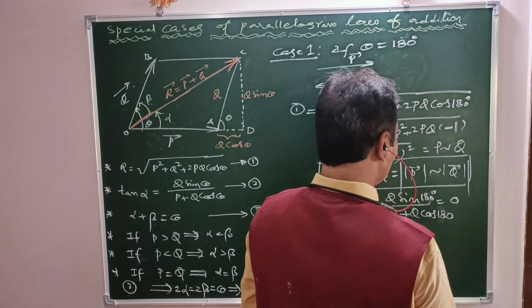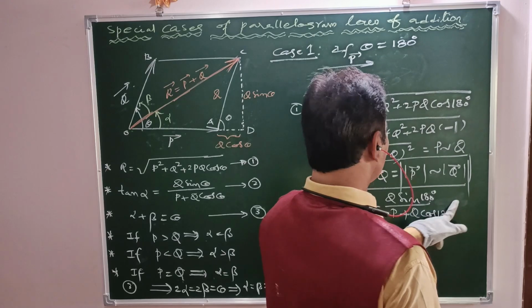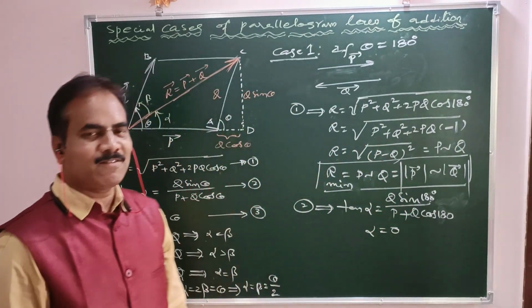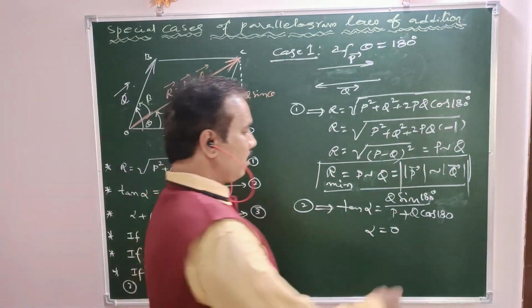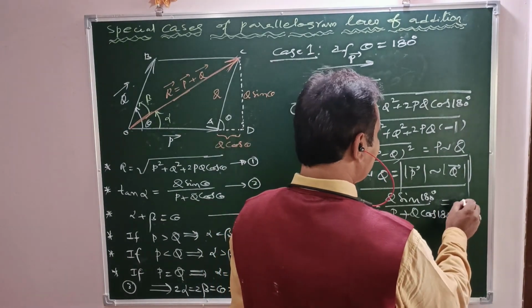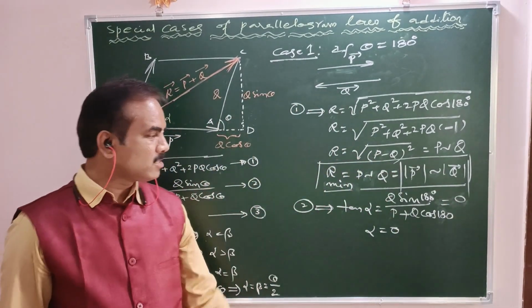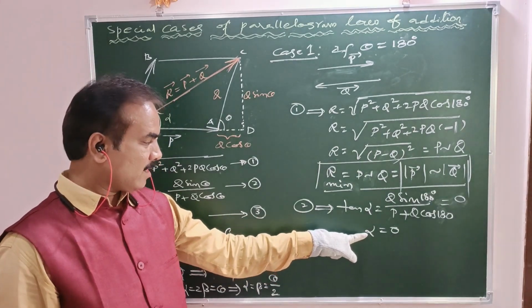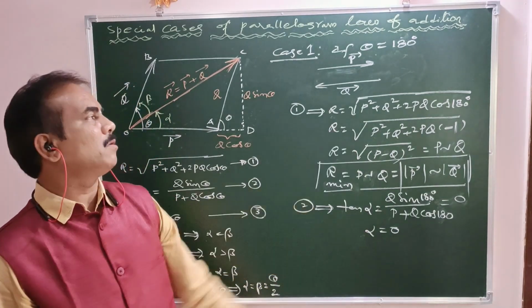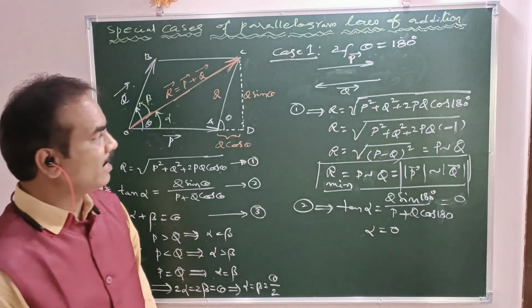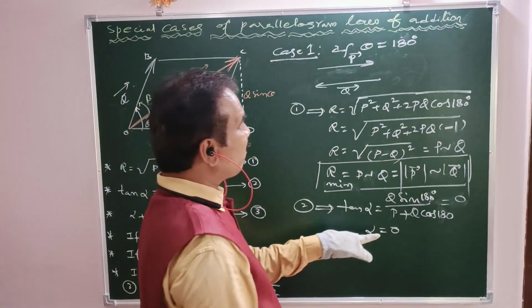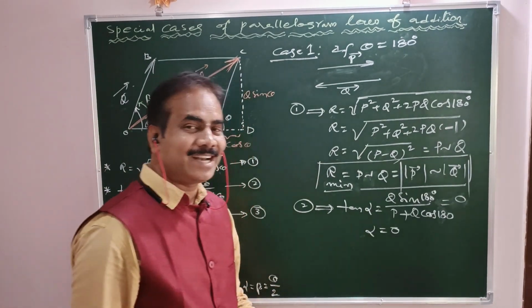That is sin 180. What is the value of sin 180? Once again 0. Once again 0 by something, that is 0. So here alpha is once again 0, meaning the angle made by the resultant with p bar is 0. What is the direction of r bar here?